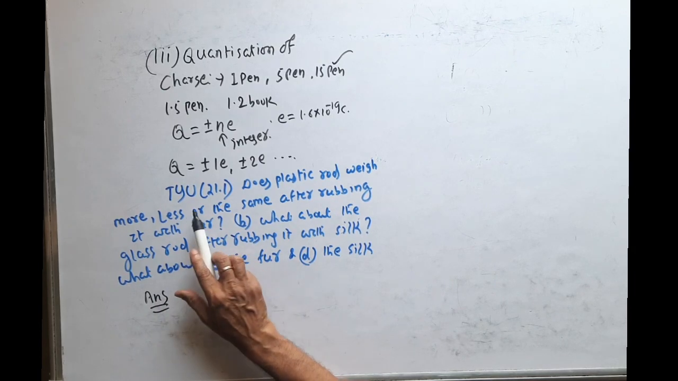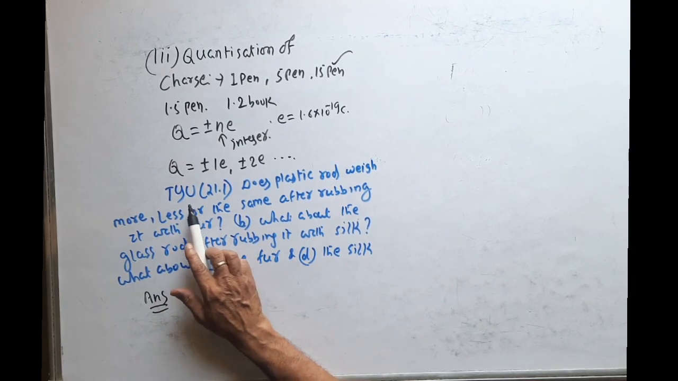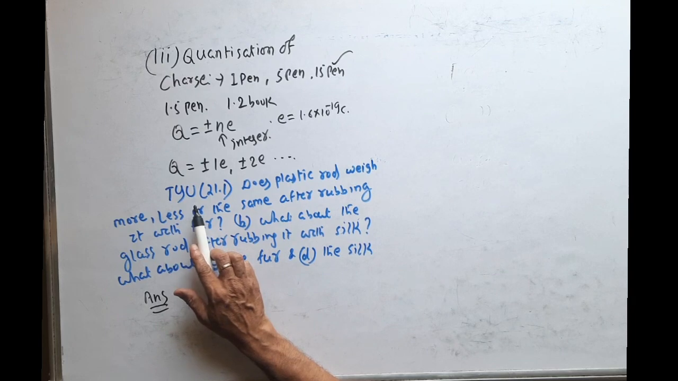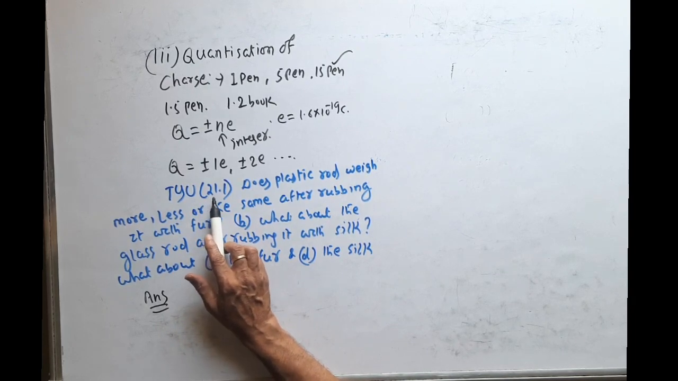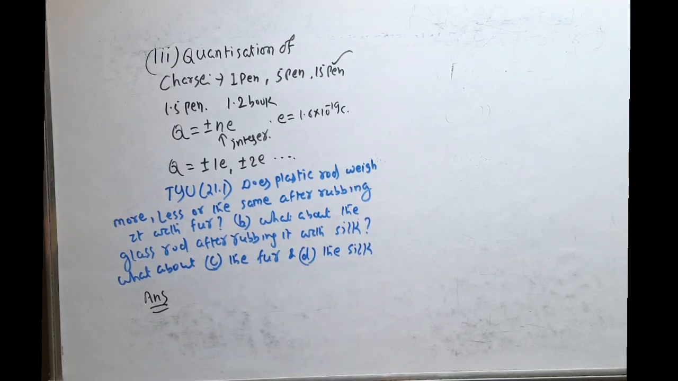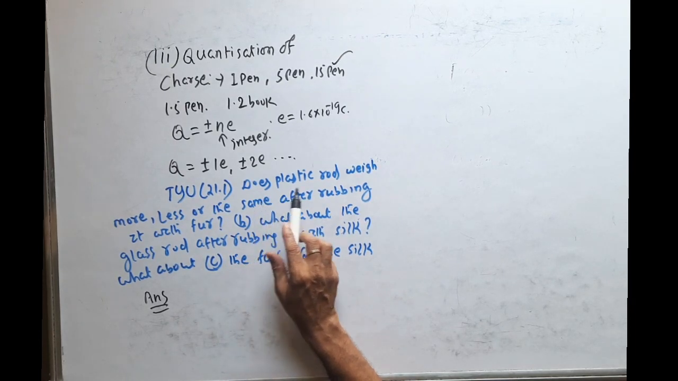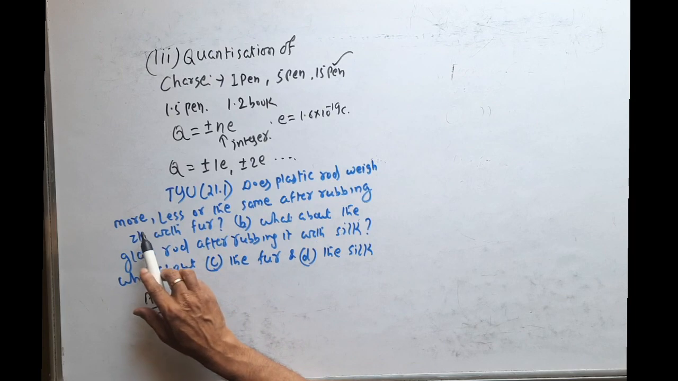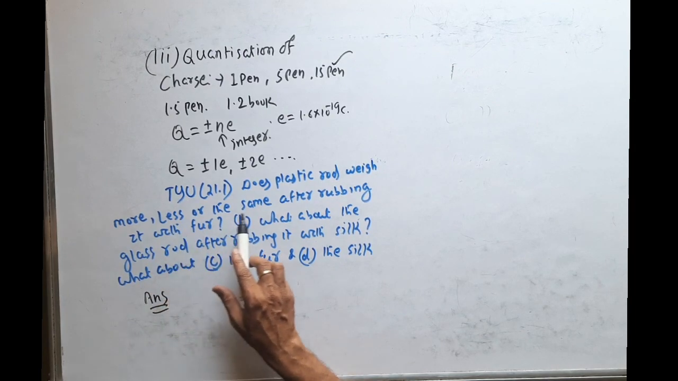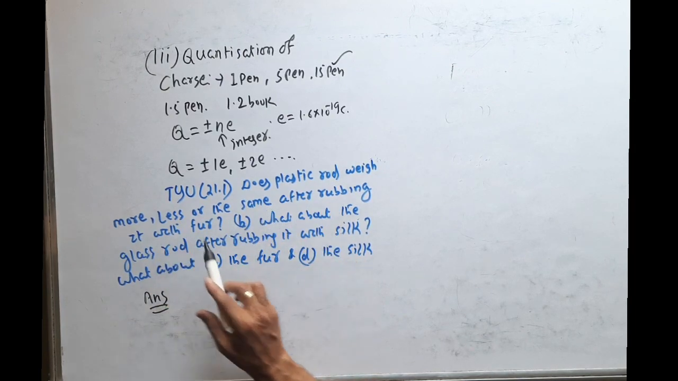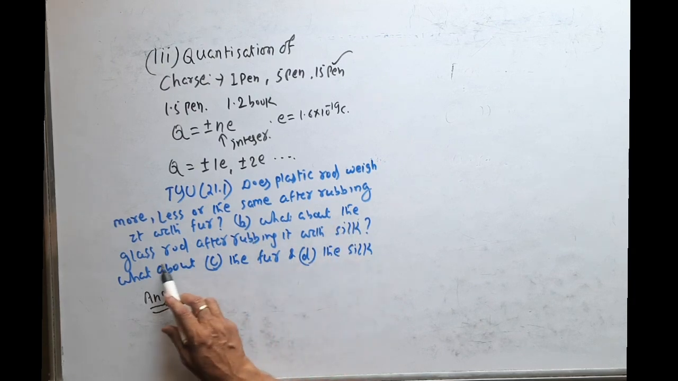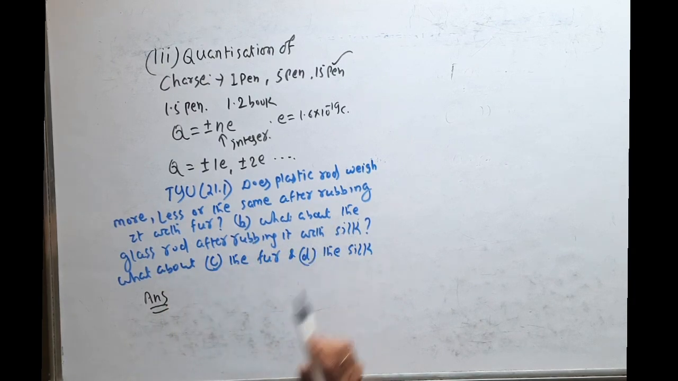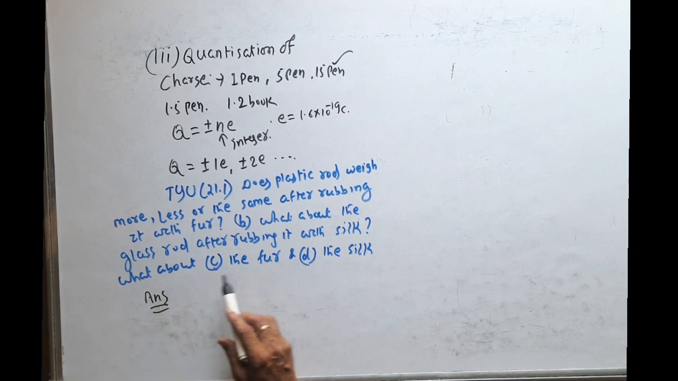So today we will discuss test your understanding. That means how clear your concept is. According to that, take an example, test your understanding 21.1 of the book. Question is, does a plastic rod weigh more, less or the same after rubbing with fur? Second question, what about the glass rod after rubbing it with silk? Next question, what about the fur and the silk?